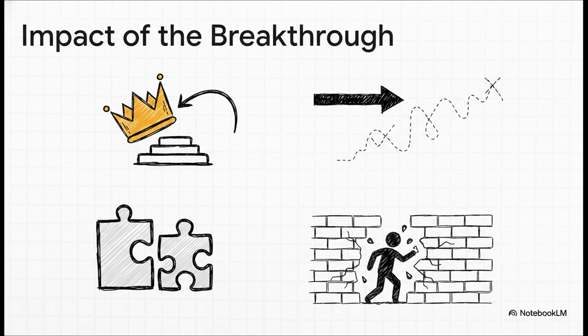First off, it proved that a belief held for over half a century was just plain wrong. Second, it's the first deterministic algorithm to do this, which just means it's reliable. It works the same way every time, no randomness involved. It cleverly merges these two classic rival methods in a way no one had before, and maybe most importantly, it throws open the doors for solving all sorts of other complex network problems that we thought were, well, unsolvable.